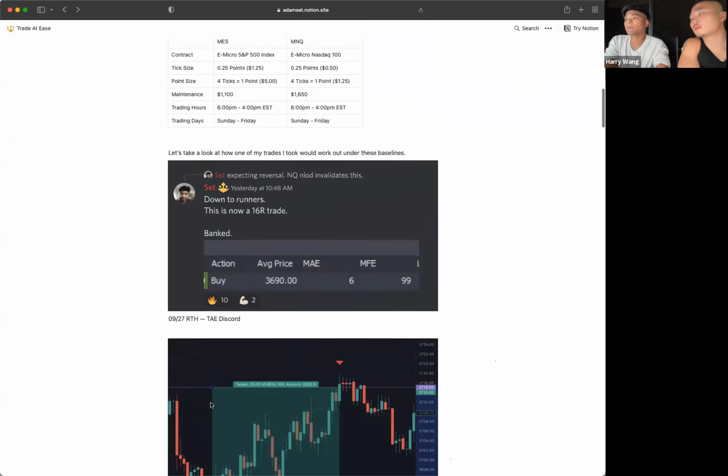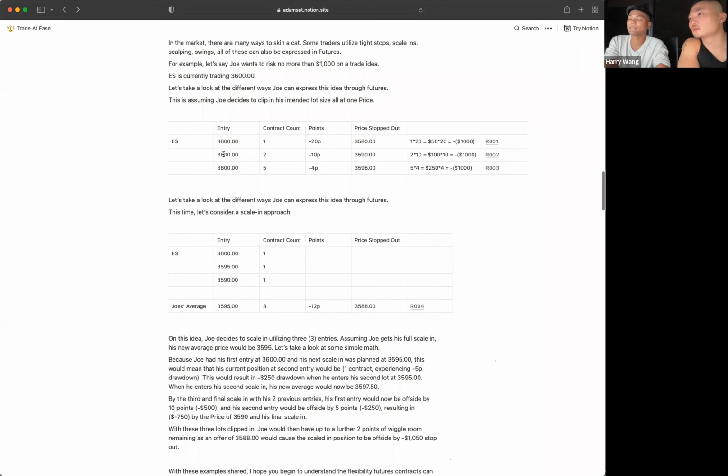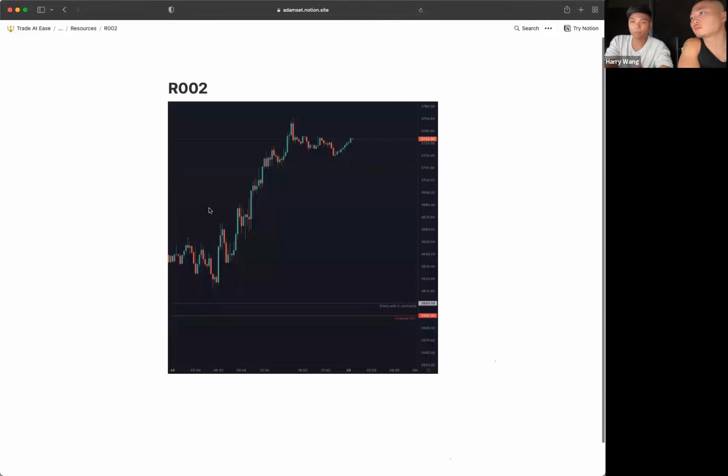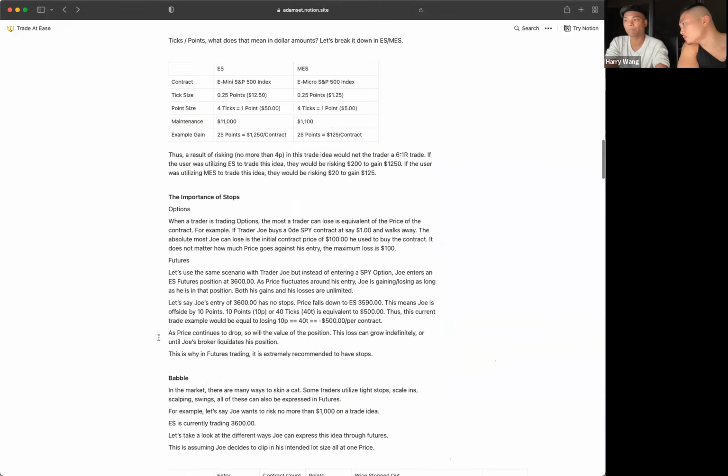Now, moving back. Here we've got the next example. Let's say that he clipped in with two contracts. This would result in Joe having a 10-point buffer to respect a $1,000 stop out. Again, this is what it will look like. Obviously, it's going to be a tighter range. 10 is half of 20, obviously, because it's a linear relationship in futures.